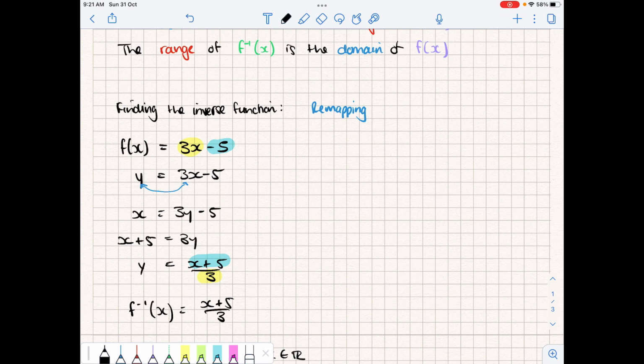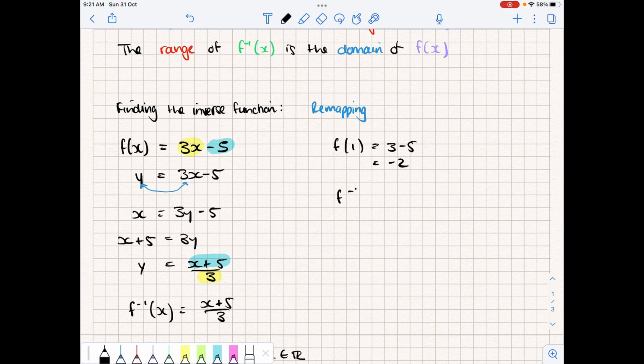So let's do a quick little check and make sure that we've done this correctly. So if I take, for instance, just for simplicity, let's just take f of 1. So what will happen if I input 1? I will get 3 minus 5, which is minus 2. Now, if I put minus 2 into my inverse function, I should return to my original value.